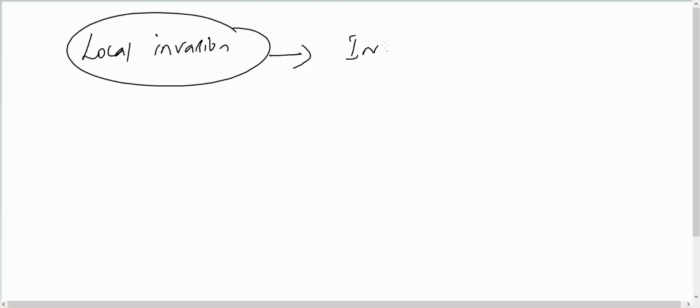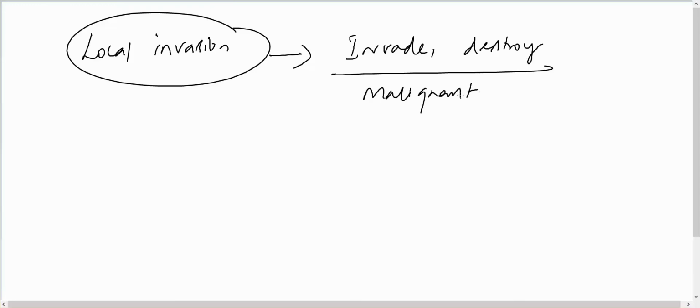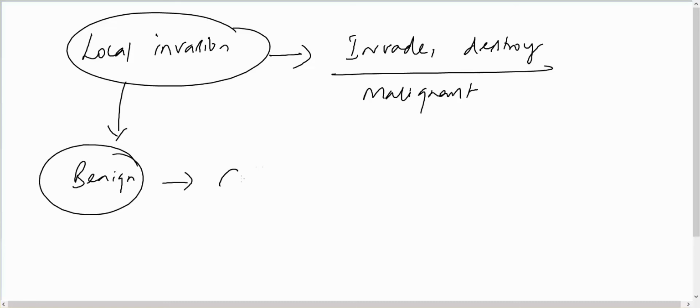Now let us see certain other characteristic features of benign and malignant tumors. Regarding local invasion, the malignant tumors invade and destroy the surrounding structures, and they are infiltrative. Whereas benign tumors form a capsule. That capsule makes them easy to remove, very easily. So this is the characteristic feature of benign tumors.